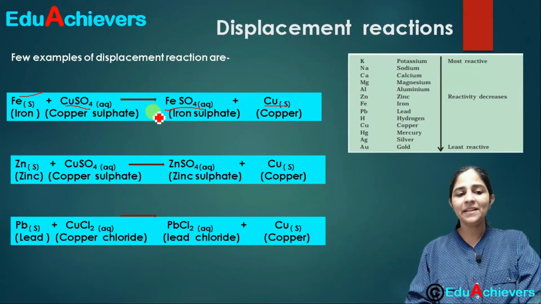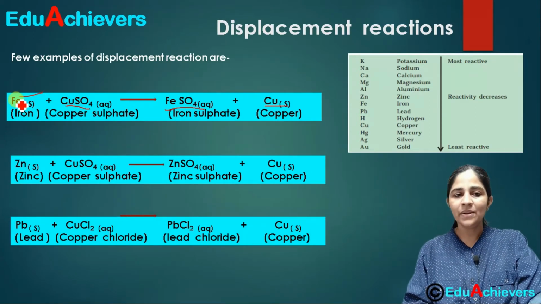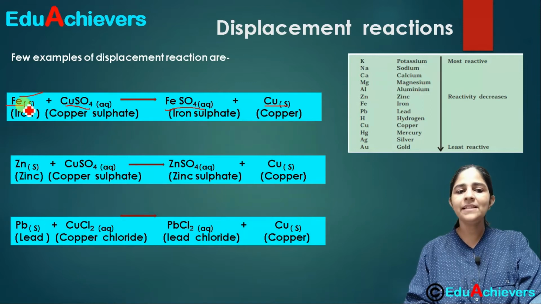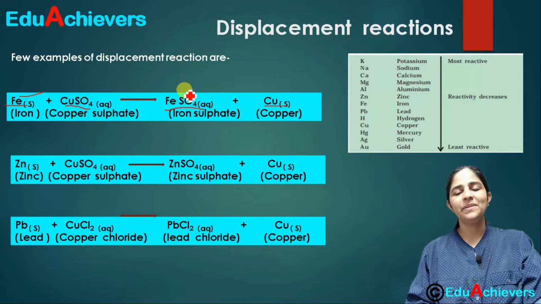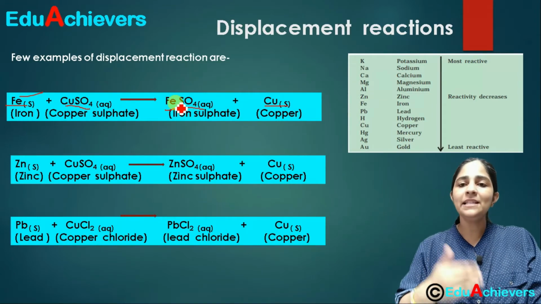Here you can see that as iron is more reactive than copper, this iron is displacing the copper and taking its place. So this type of reaction is called a displacement reaction.